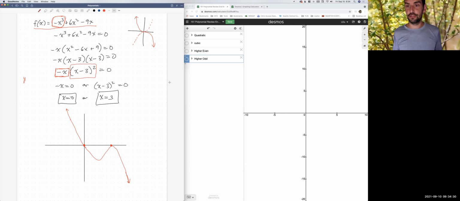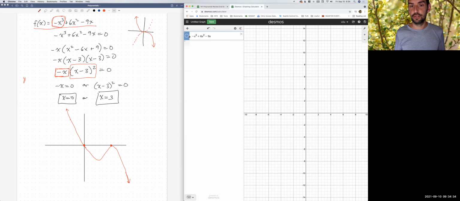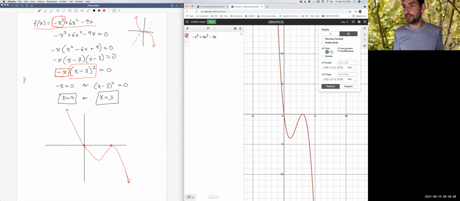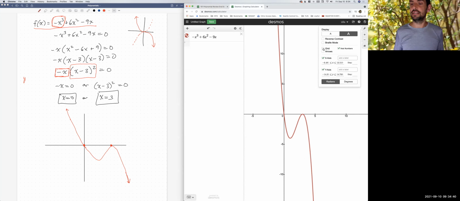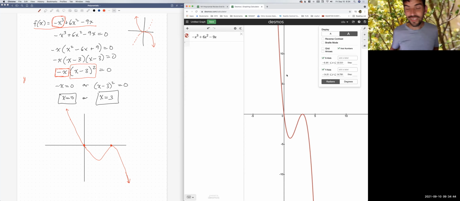Let's compare it to a graph on Desmos. Right, so obviously this is a much nicer picture, but we got the essential shape correct, okay?